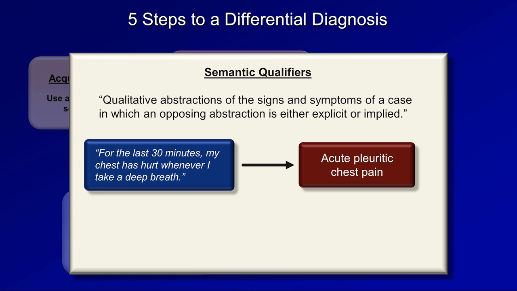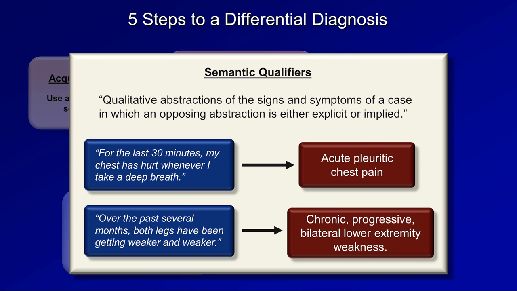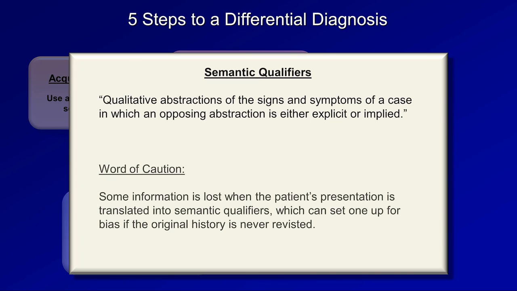Or another patient states, "Over the past several months, both legs have been getting weaker and weaker." This becomes chronic progressive bilateral lower extremity weakness. A word of caution here. Some information is lost when the patient's presentation is translated into semantic qualifiers, which can set one up for bias if the original history is never revisited.